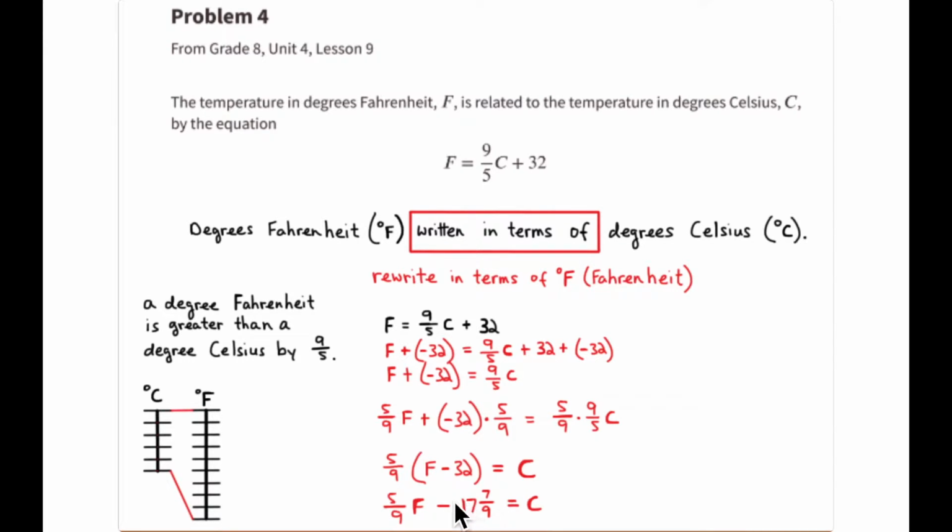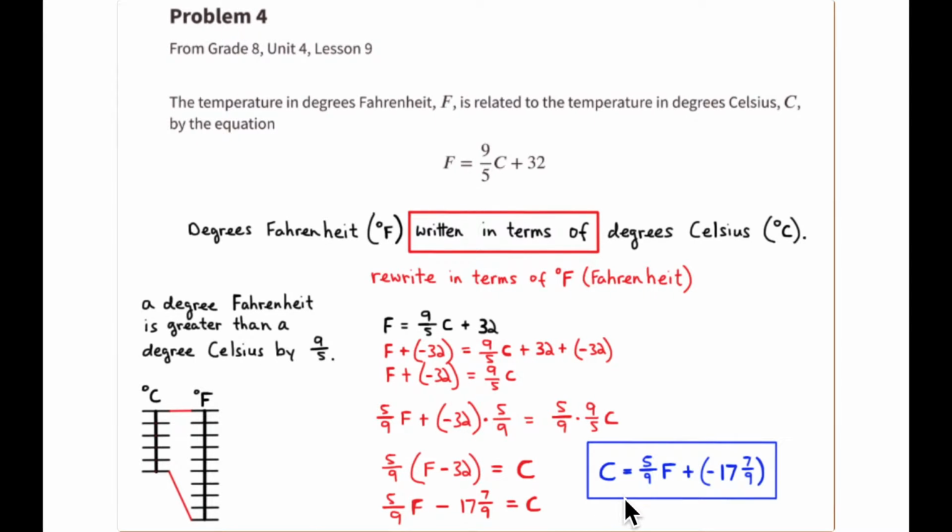And the y-intercept is at a negative 17 7/9. So to rewrite this properly, it's Celsius is equal to 5/9 a degree Fahrenheit. So a degree Celsius is smaller than a degree Fahrenheit. And then you have to add a negative 17 7/9. So this is the y-intercept when the equation is written in terms of Fahrenheit, so that Celsius equals whatever you're given in terms of Fahrenheit.